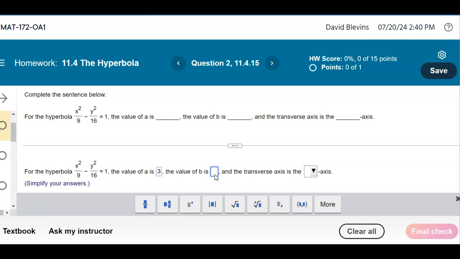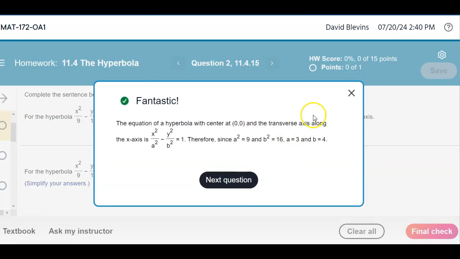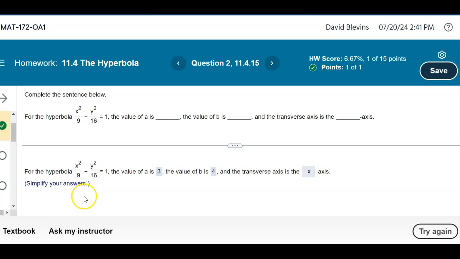For an ellipse, it's whoever has the bigger denominator, that's a. But now it's whoever has the positive denominator that gives you a. So take that square root to get a, and take the square root of 16 to get b. The transverse axis is the axis of the positive term, not the largest term in this case. So the x-axis is going to be the transverse axis on this one. That's how we look at these a little bit differently from the ellipse.